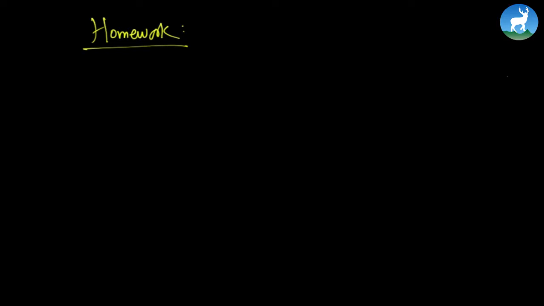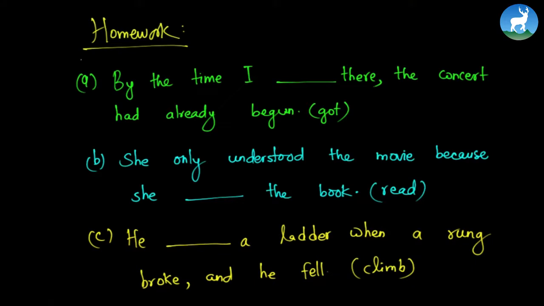With this, I'm going to give you some homework, and your homework is to fill in the blanks. These are the 3 examples as homework. The first one is: by the time I blank space there, the concert had already begun. So is it simple past tense or past perfect tense or even past perfect continuous tense? Find out. By the time I got there, or I had got there, or I had been getting there. So find out the best answer.